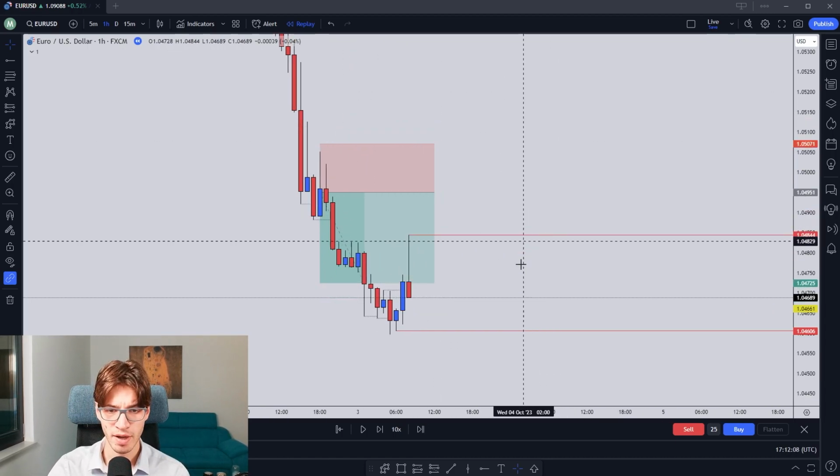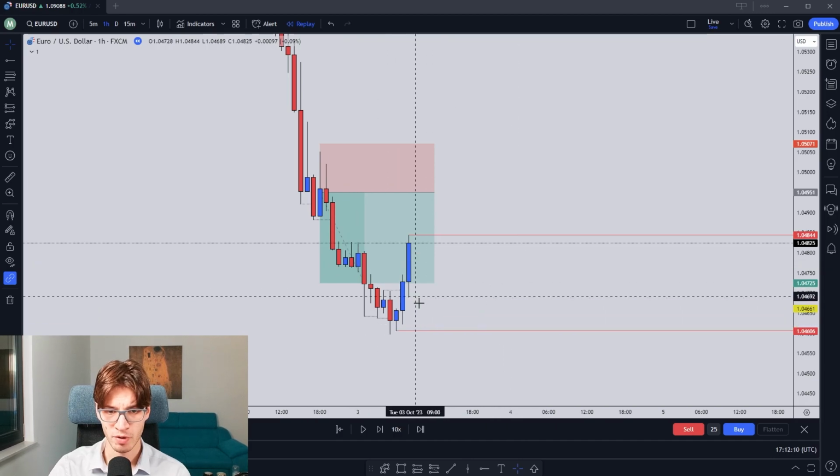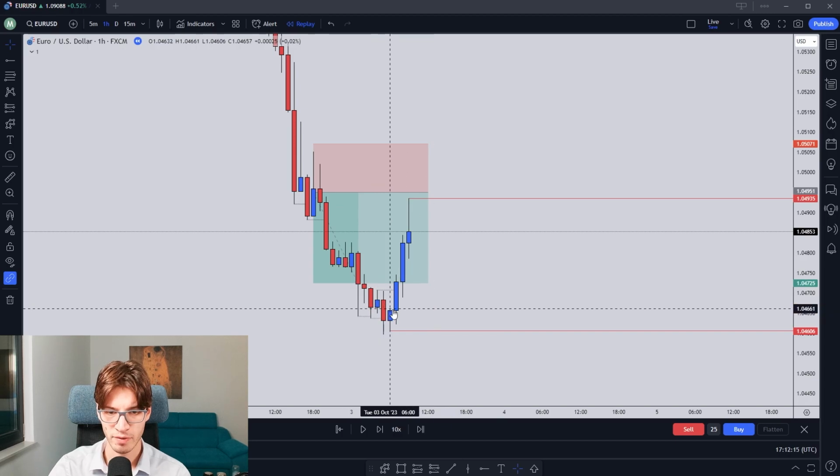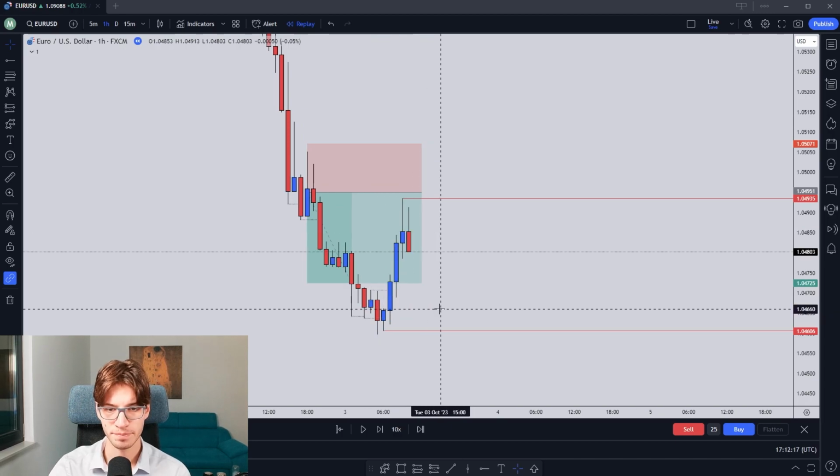Okay, let's continue. Price is reversing. Am I looking for a reversal trade? Yes, but it is too far away from the entry level, which would be down here on this inside bar.